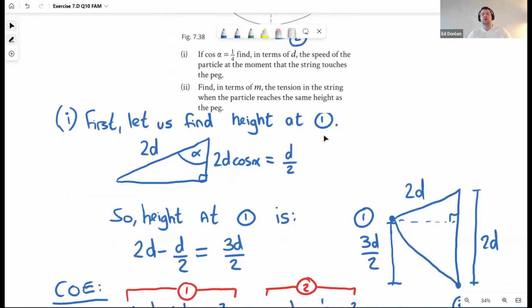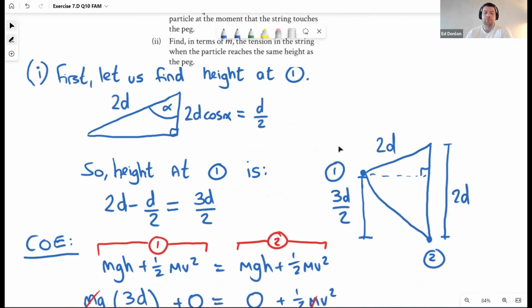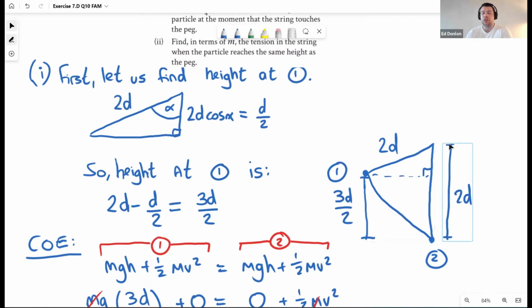So let's first find the height at 1. If we're looking at the height of position 1, we can build a small triangle here. If I drop a horizontal line going from B to meet this vertical here, I'll have this resulting triangle. 2d is going to be my hypotenuse, and my angle alpha is up here. So this side here is going to be 2d cosine alpha. Cosine alpha is a quarter, so I get d over 2 for this length here. Then if we look at the whole triangle, the height at 1 is going to be this total height, 2d, minus this little section we found, d over 2, which gives us 3d over 2.